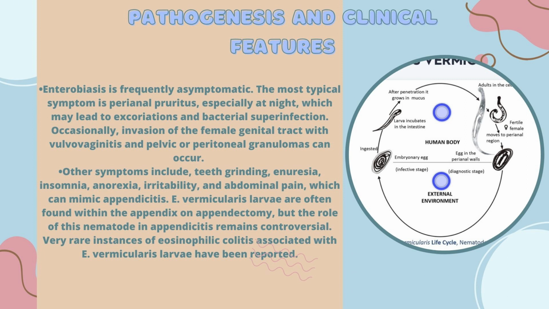Other symptoms include teeth grinding, anorexia, insomnia, irritability, and abdominal pain, which can mimic appendicitis. E. vermicularis larvae are often found within the appendix on appendectomy, but the role of these nematodes in appendicitis remains controversial. Very rare instances of eosinophilic colitis associated with E. vermicularis larvae have been reported.